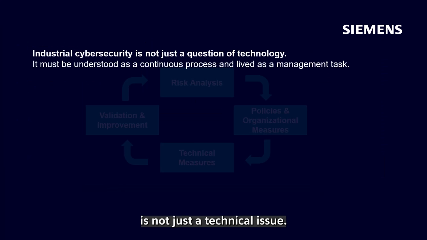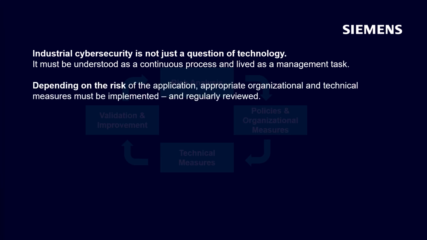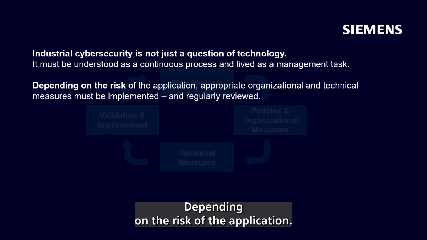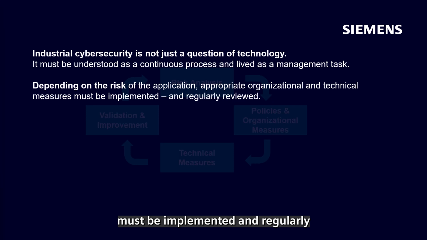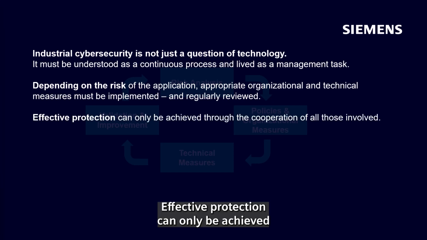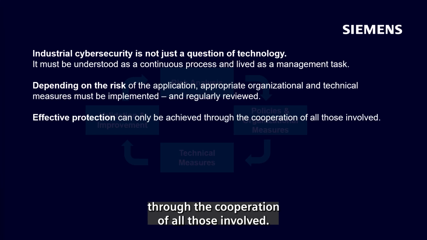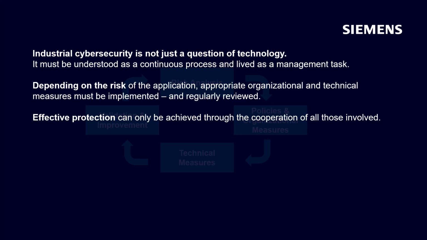Industrial cybersecurity is not just a technical issue. It must be understood as a continuous process and lived as a management task. Depending on the risk of the application, appropriate organizational and technical measures must be implemented and regularly reviewed. Effective protection can only be achieved through the cooperation of all those involved.